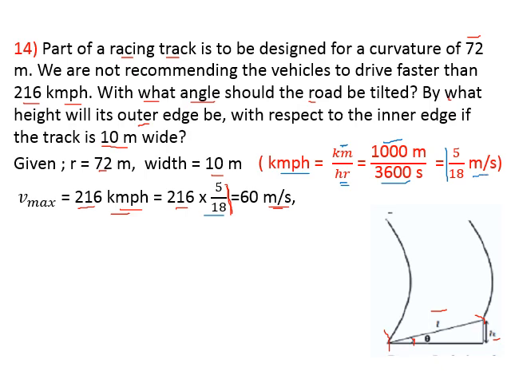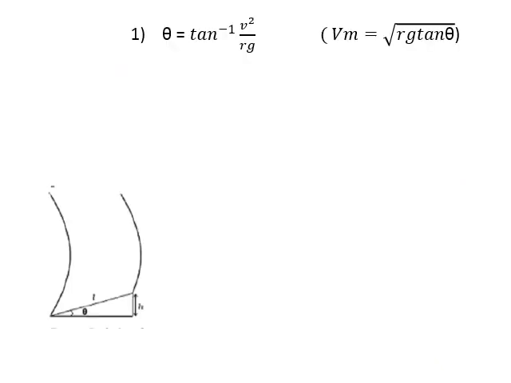Now I think it is clear why we have to multiply by 5 by 18. First part, find out the angle of inclination or banking angle. This is the formula for the banking angle. From which formula did we write this? We derived this formula: maximum speed is under root rg tan theta. Are you remembering this? Hope so. From this we wrote this formula.